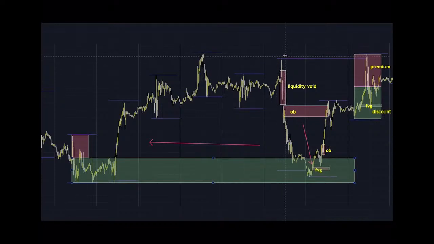This was a run for liquidity. Every single one of these daily highs and lows is an opportunity for a run for liquidity.